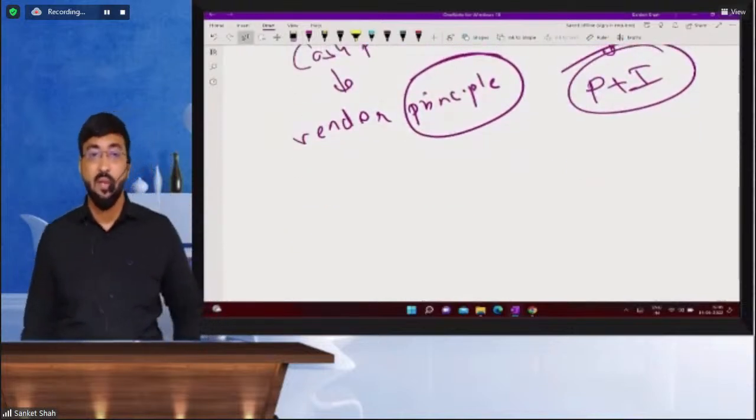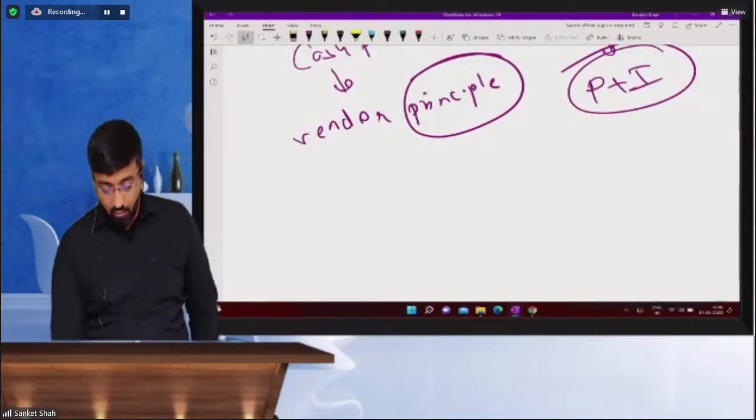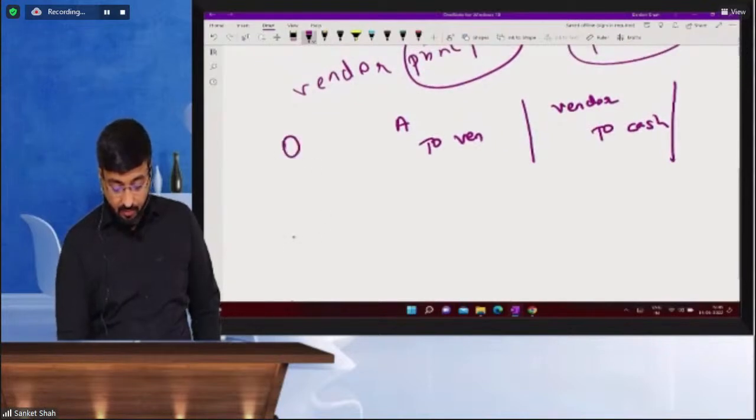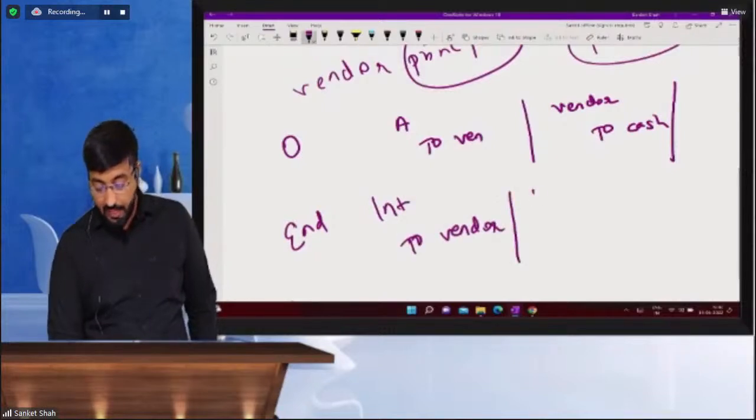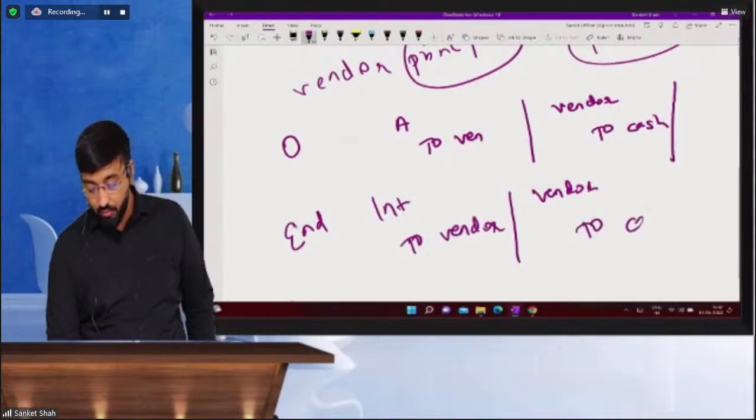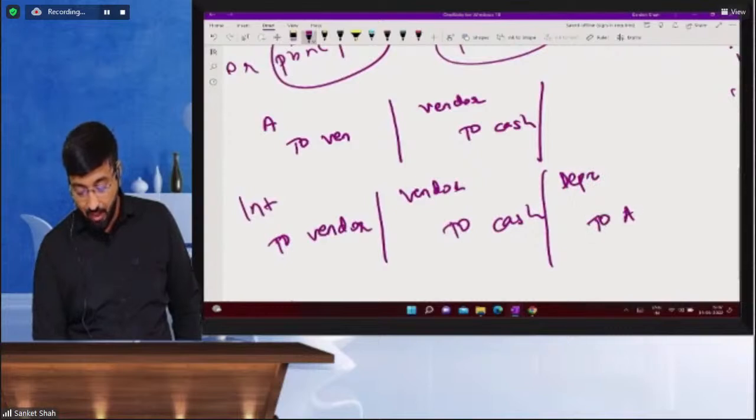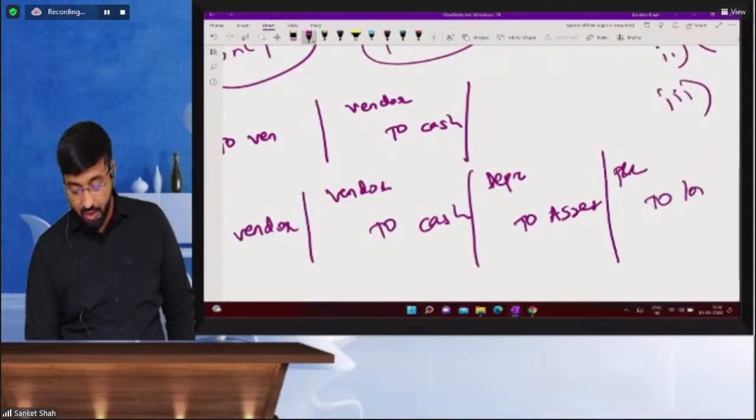First entry will be, try to understand it logically. Asset comes in, asset account debit to vendor account. What is the first entry? Asset to vendor. Then you will make a payment, down payment, vendor to cash. This is in the beginning year. After 1 year, entry will be interest account debit to vendor account. Then vendor account debit to cash account, your first installment paid. Then depreciation account debit to asset account. And last entry will be P&L account debit to interest and depreciation.